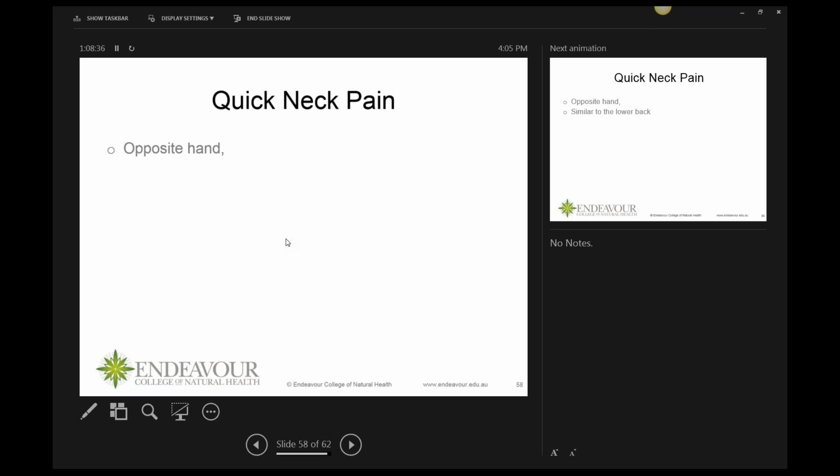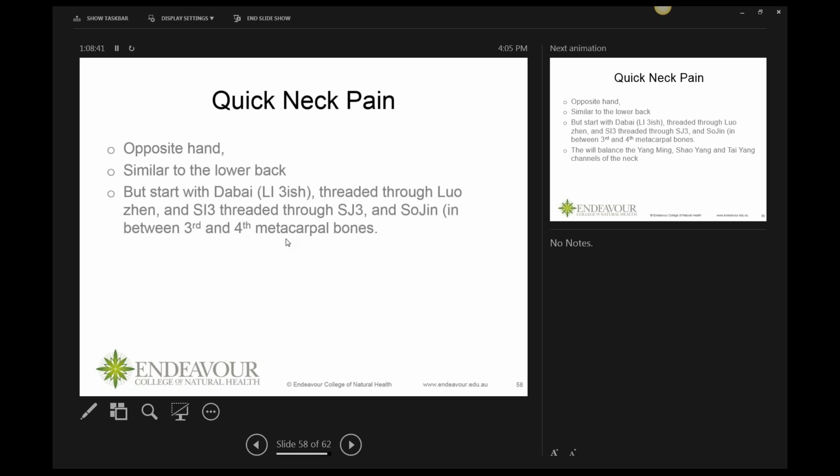So his way to actually do that is very similar to what we've done with the lower back, but you start with a point called Da Bai, which is large intestine 3-ish. It's just slightly off where large intestine 3 is. If you go where your normal large intestine 3 is, and you come up over that tendon, we're only talking like 2 or 3 mil, if that. And then threading that through to Lao Zhen, and then threading small intestine 3 through Sanjiao 3. So then we end up with 2 needles threading through.